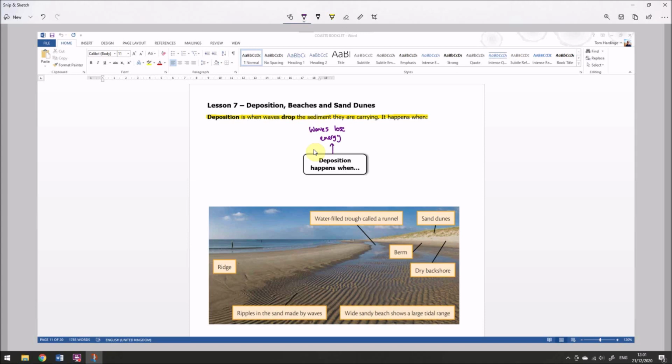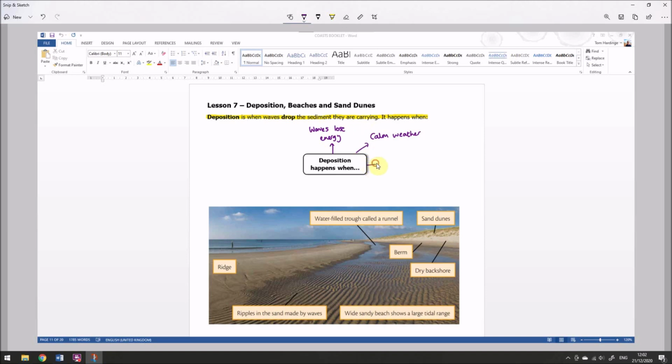But we can also be a bit more specific about what causes the waves to lose their energy. Now, this could be linked with the weather. One thing that might cause deposition is calm weather conditions. If we don't have much wind, there's not going to be much energy in the waves, and therefore they're more likely to drop the material that they're carrying.